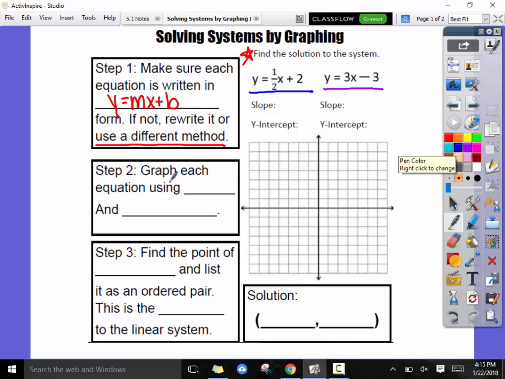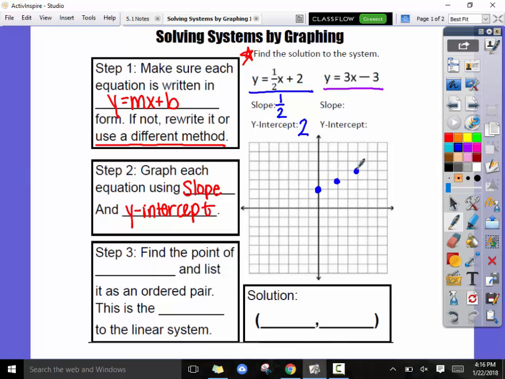Step 2 says graph each equation using slope and y-intercept, which you already know how to do from chapter 4. I'm going to take the first equation, y equals 1/2 x plus 2. I identify the slope, which is the number in front of x, so 1/2, and my y-intercept is positive 2. I start at my y-intercept of positive 2 on the y-axis, and my slope is 1/2. Rise 1, run 2. Rise 1, run 2.